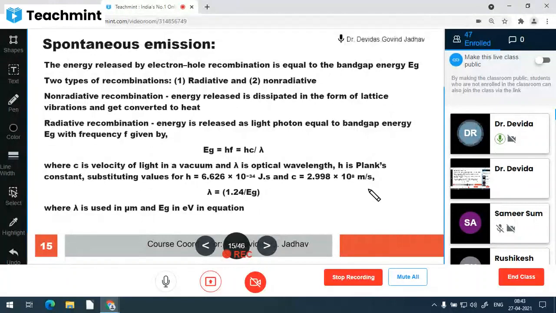Whenever there is a recombination of an electron hole pair, there are two types of recombinations. One recombination is radiative, the second is non-radiative. Means one recombination emits the photon, whereas the other type of recombination does not emit the photon. But these non-radiative recombinations are very few in optical sources, but they are there. So radiative recombinations are large in number, non-radiative recombinations are less in number.